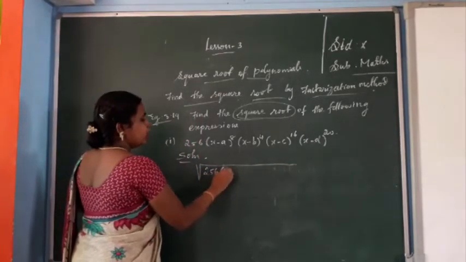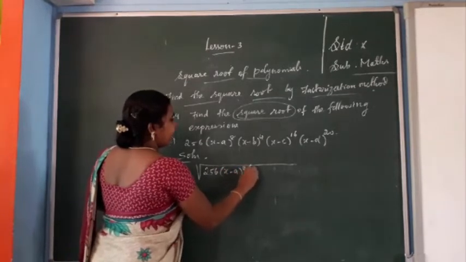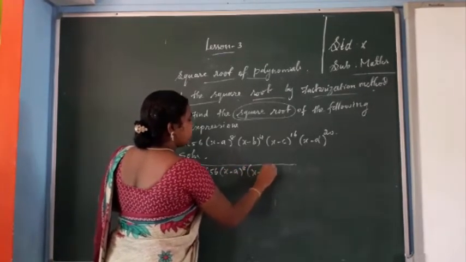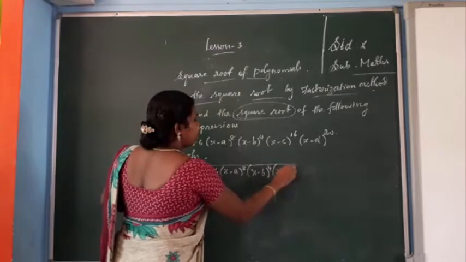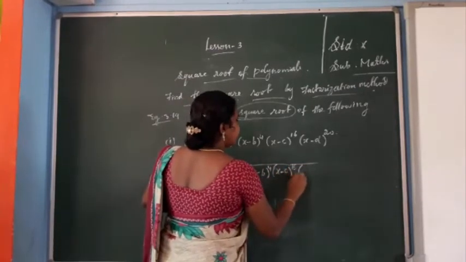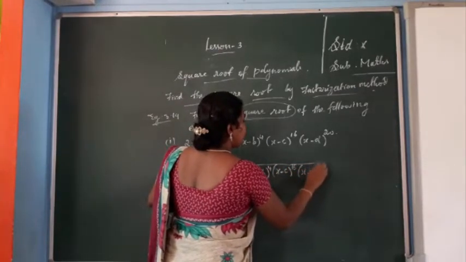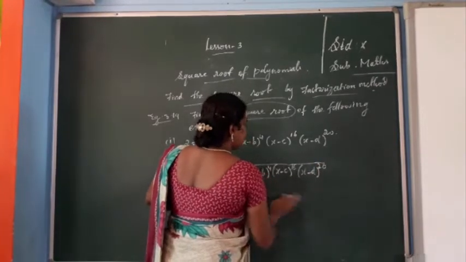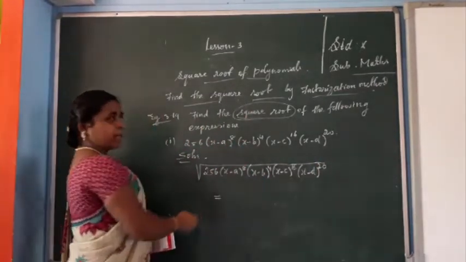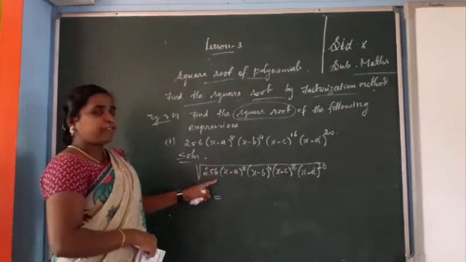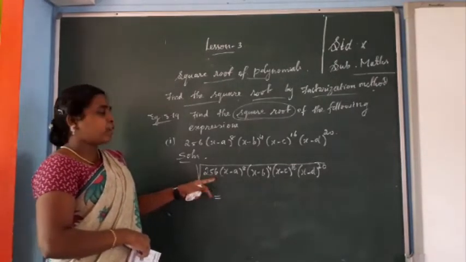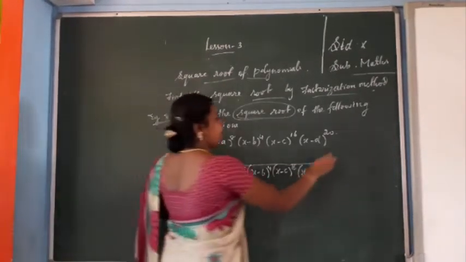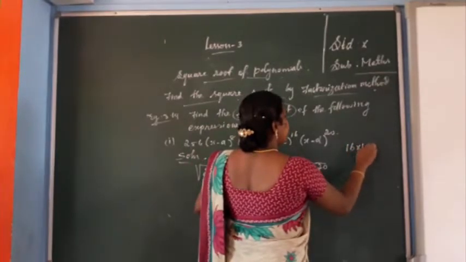256 into (x minus a) the whole power 8 into (x minus b) the whole power 4 into (x minus c) the whole power 16 into (x minus d) the whole power 20 equal to. So very simple, you listen here. First you want to check 256 is the square of which number. Actually 16 into 16 only is 256.